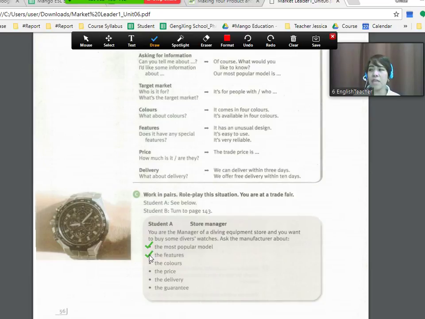Okay, and next one, features. What are the special features of the product? Next one, colors. So how many colors are available? Does it come in 4, 5, 6, 7 colors? Okay. Next one, unit price. What is the trade price or the unit price? And the delivery. What is the delivery package, or how much is the delivery fee? And last one, the guarantee, or what we call the warranty fee.